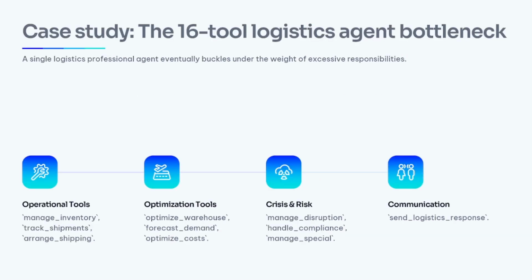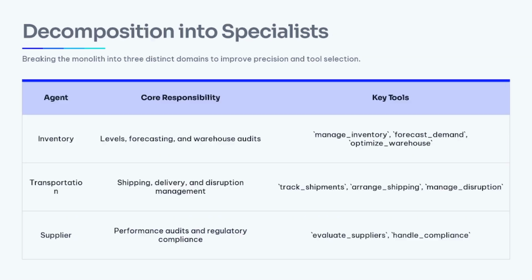Case study: the single logistics agent bottleneck. Operation tools, like manage inventory, track shipment, arrange shipping. Optimization tools: optimize warehouse, forecast demand, optimize cost. Crisis and risk: manage disruption, handle compliance, manage special cases. Communication: send logistics response. One agent cannot handle this. This will be too much for one agent to handle. You need a multi-agent system here.